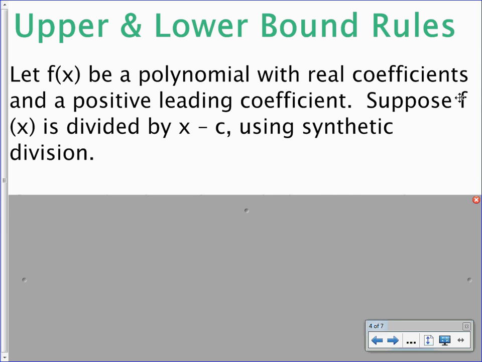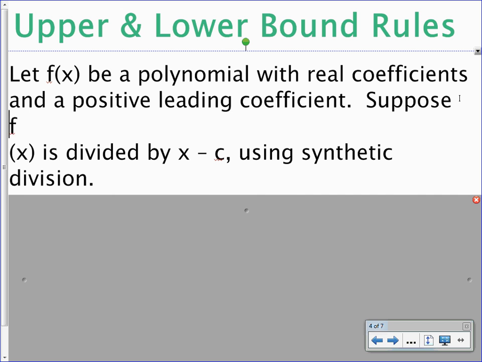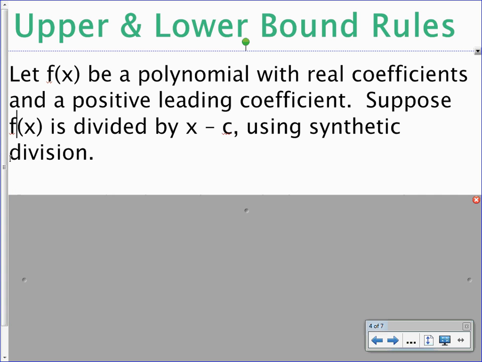This is bothering me. What? This spacing. There we go.